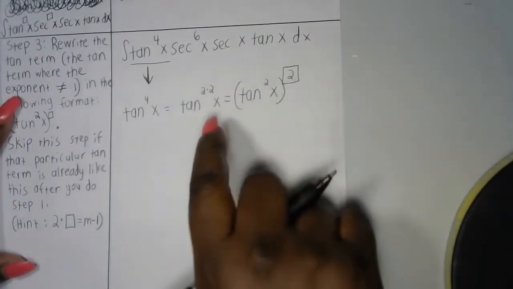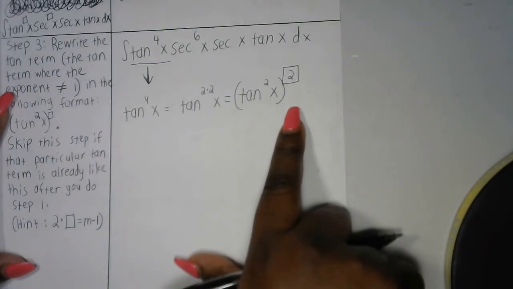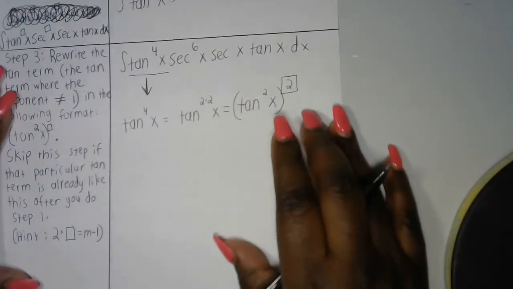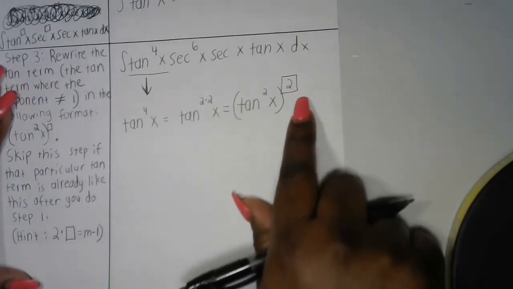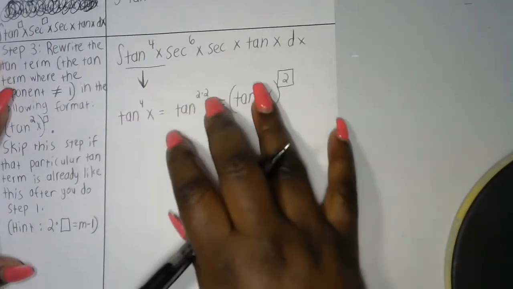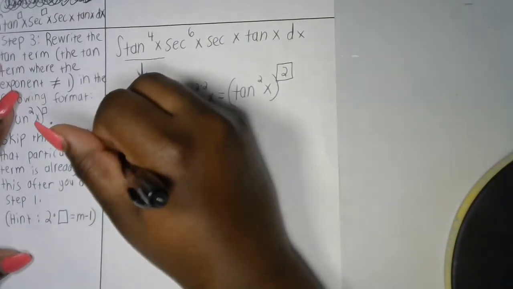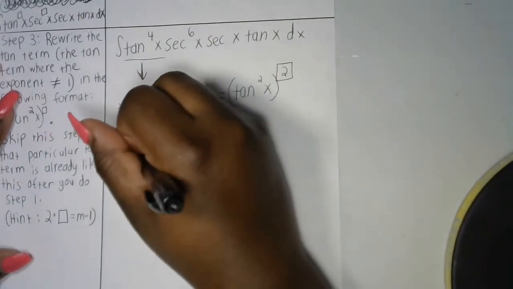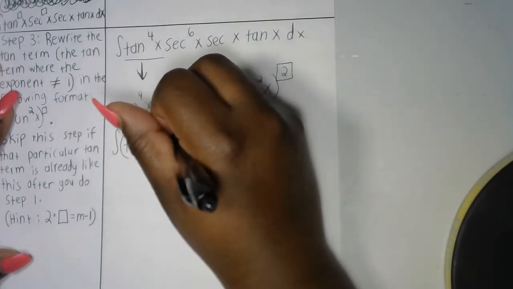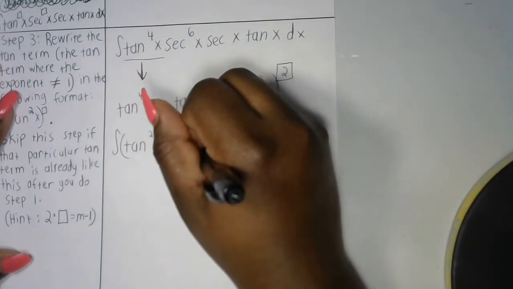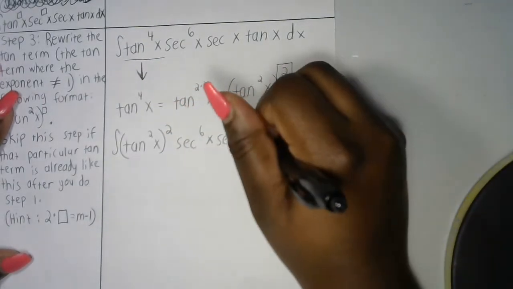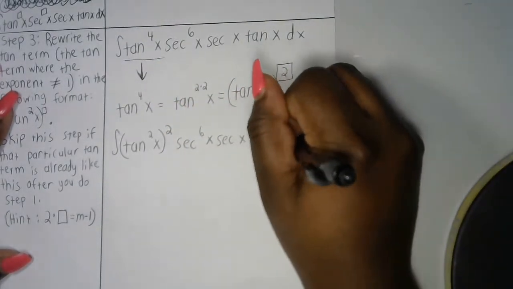But anyway, now that we rewrote the tan term like this, we're going to rewrite the entire integral. So now let's rewrite the entire integral with the tan term like this. If we rewrite the integral, it's going to look like the integral of tan x squared, all that to the power of 2, times secant x to the power of 6, times secant x times tan x dx.